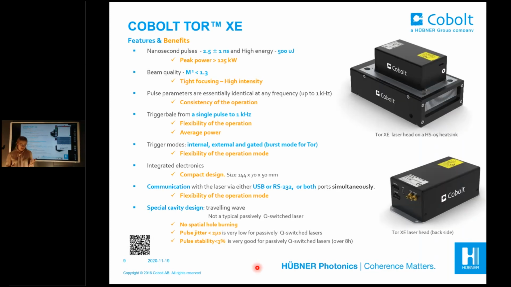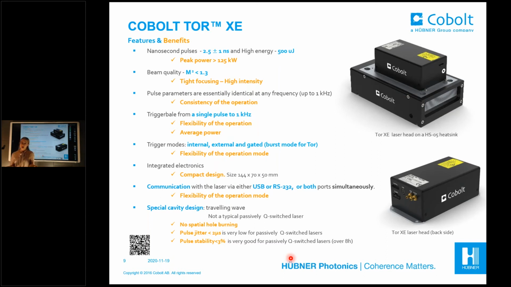And probably as a customer, you might be thinking that, well, it's super nice to have all of these features, but what are the benefits of having them? So let's talk a little bit about that. Having the nanosecond pulses together with the hundreds of microjoules of energy will lead to a very high peak power of the order of more than 125 kilowatts. The beam quality is great, its M² value is less than 1.3. That means that you can actually focus the beam very tightly and reach a very high intensity, which is inversely proportional, of course, to the area of your beam.